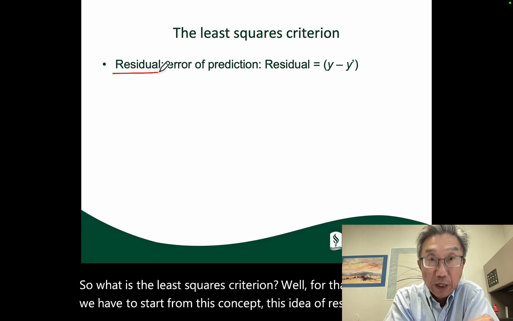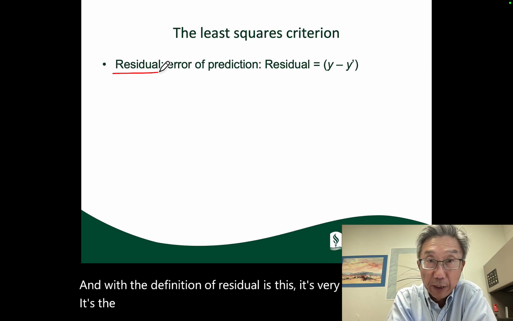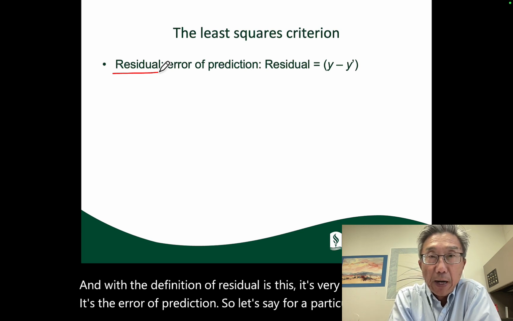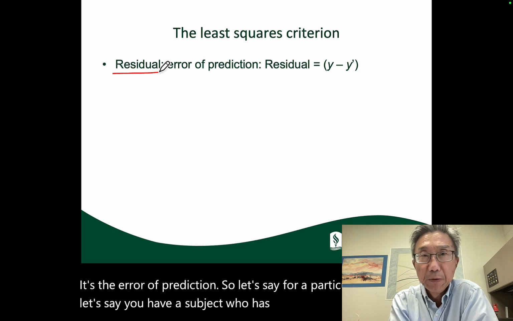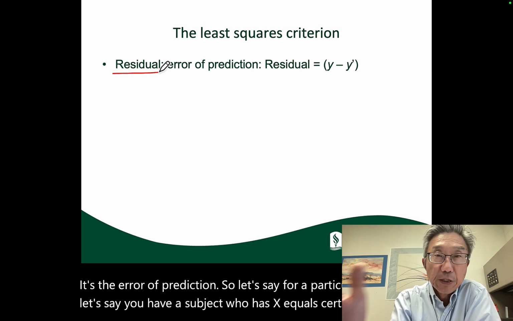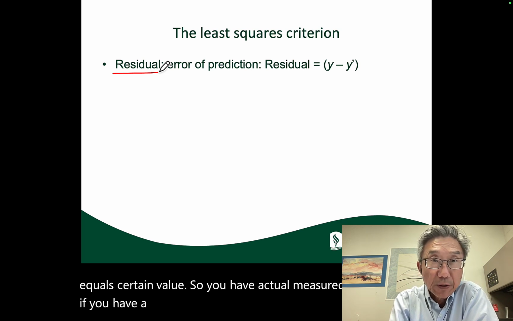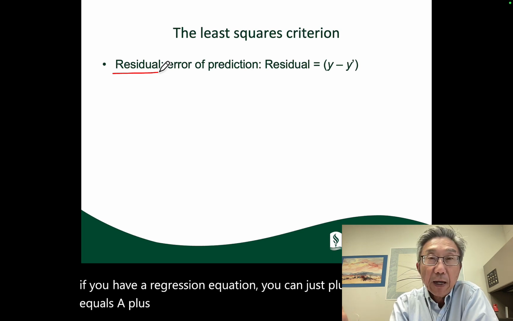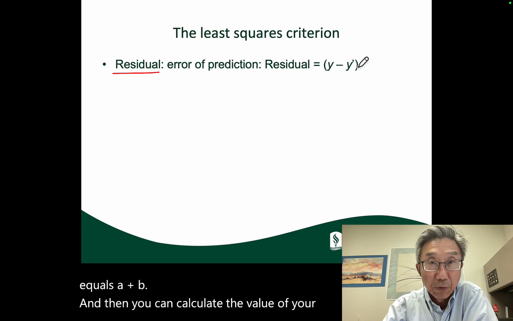And the definition of residual is this. It's very straightforward. It's the error of prediction. So let's say for a particular x variable, you have a subject who has x equals a certain value and y equals a certain value. So you have the actual measured value of y. Now, if you have a regression equation, you can just plug in y prime equals a plus bx, and then you can calculate the value of your prediction, that's y prime.